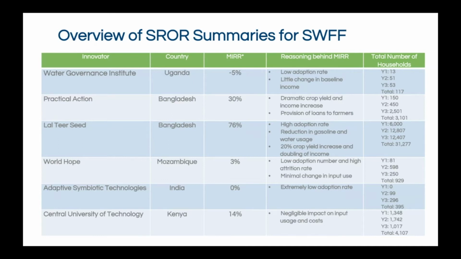Here we continue to see a wider range of investments, so you can see where the low MIRRs are. For instance, in World Hope and Adaptive Symbiotic Technologies, they were primarily due to a very low adoption rate or a very negligible change in income, or a negligible impact on input use. So they did vary, but overall, I believe the average rate was 41% based on 18 innovators, so it was significantly higher than expected. Next slide.